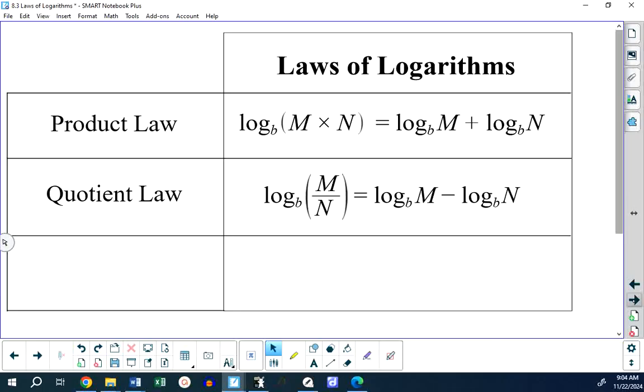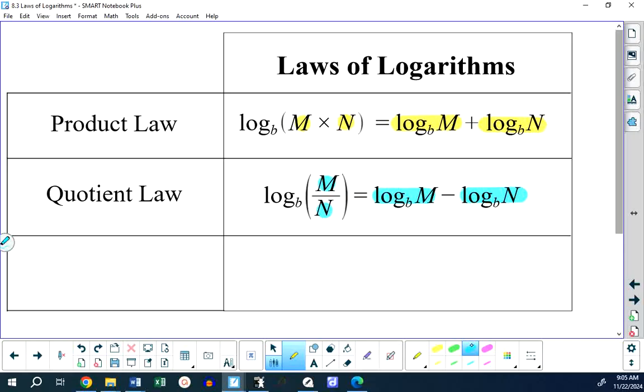Now, does the order in which you multiply two things matter? No. Does the order in which we add these two logarithms matter? No. But when you divide things, does the order of division make a difference? Does it affect the answer? Yes. 12 divided by 3 is 4. 3 divided by 12 is not 4, it's 0.25. And the point I want to make is, when you're applying the quotient law, it must be the logarithm of the numerator minus the logarithm of the denominator.